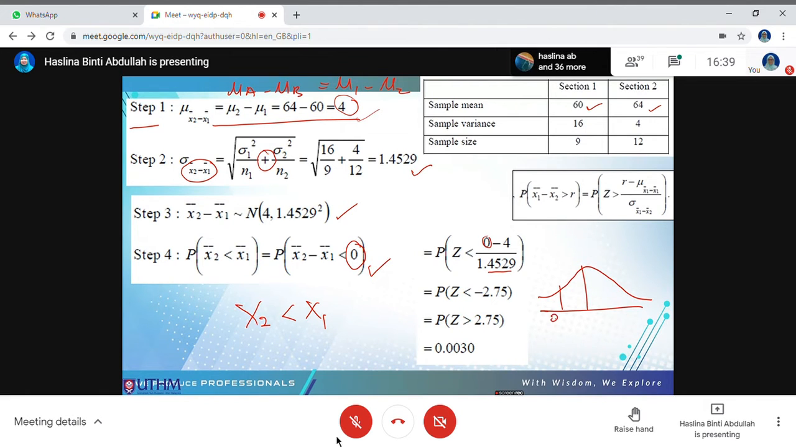Negative 2.75 refers to the less area. Less than is equal to this area. This area is symmetrical with the right area. So you just read directly from the Z-Modoc table.